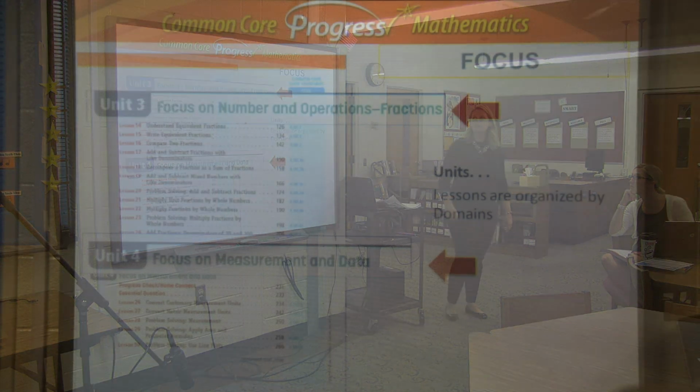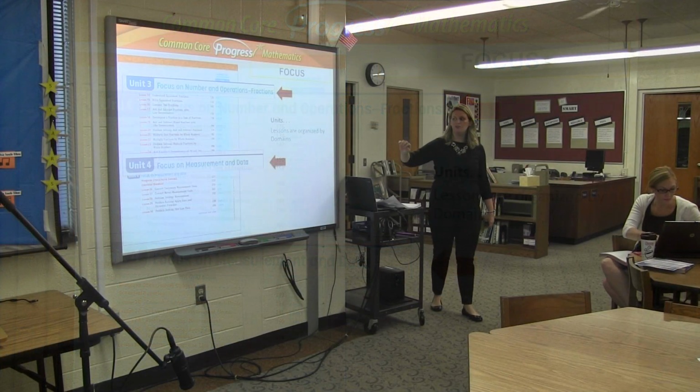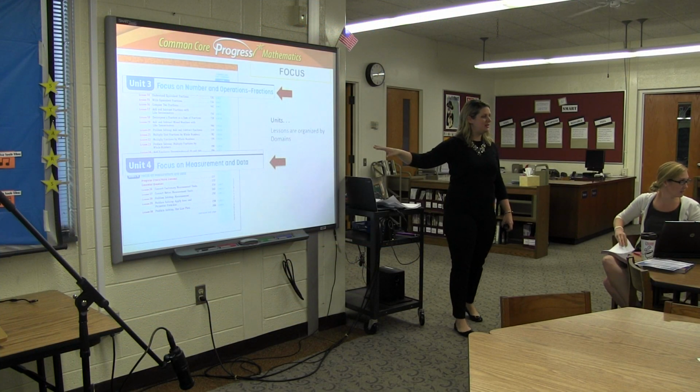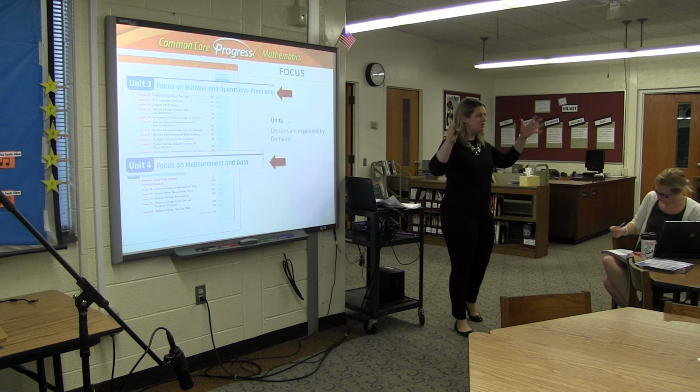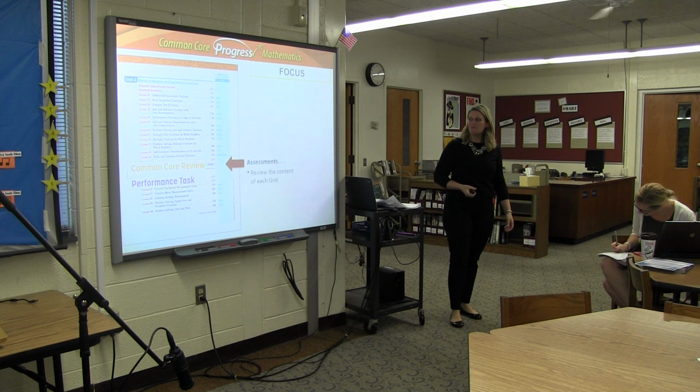The next thing that you're going to see is how we're addressing focus. So each of these units is the focus of your core grade level content. So we're going to focus on number and operations. We're going to focus on measurement and data. Okay? So it kind of just gives you a cheat sheet of the focus of your particular grade level.